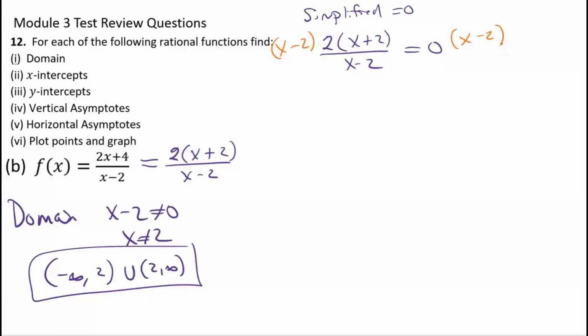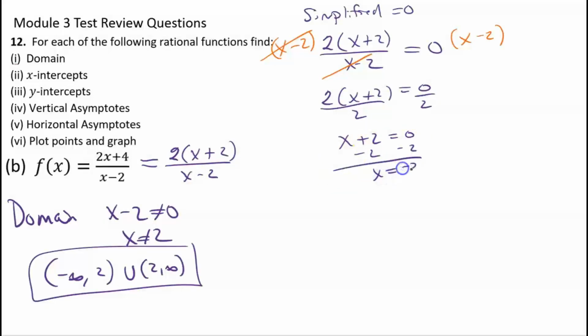Okay, x minus 2's cancel. So now I'm left with 2 times x plus 2 equals 0. I'm trying to solve for x, so let's divide both sides by 2. That gives me x plus 2 equals 0. Subtract 2 from both sides. That gives me x is equal to -2. Now remember, this is an x-intercept, so this should be in point form.